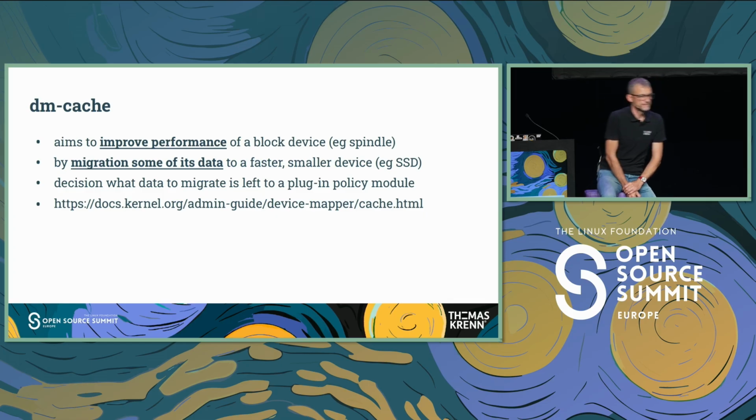Next, target dm cache. There are different kinds of caching targets. This dm cache is one that tries to improve performance of a block device like a spindle by migrating some of its data to SSDs. This has been popular for a while before NVMe storage became cheaper and easier to adapt. Decision of what data to migrate is left to a plug-in policy module. And again, also here, we are having more documentation here.